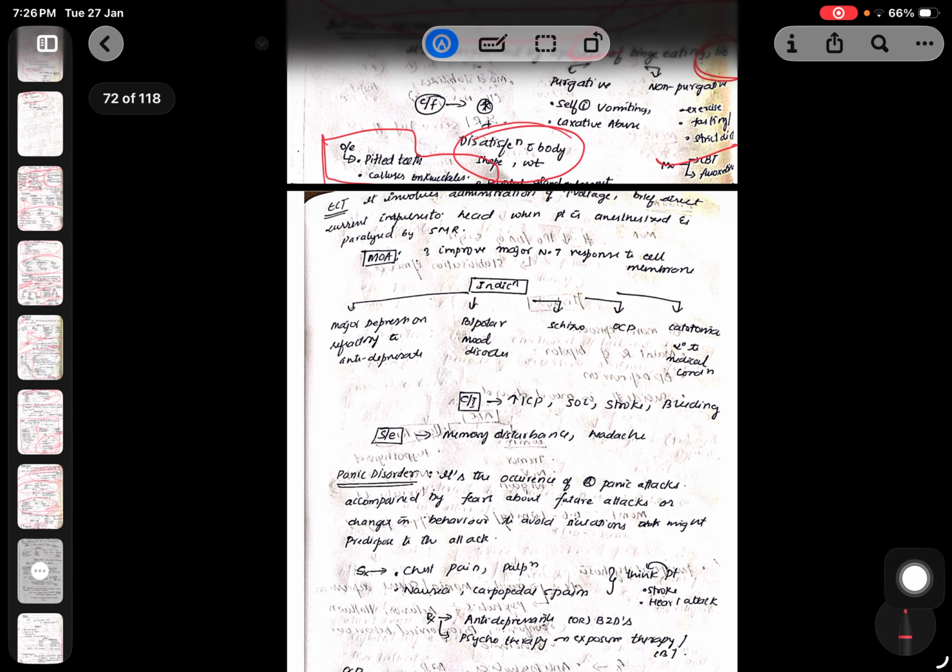Okay. Then ECT. These are the, just study the indication and go. All refractory things you give the ECT. All diseases refractory, write ECT and come. That's it. Nothing less, nothing more.